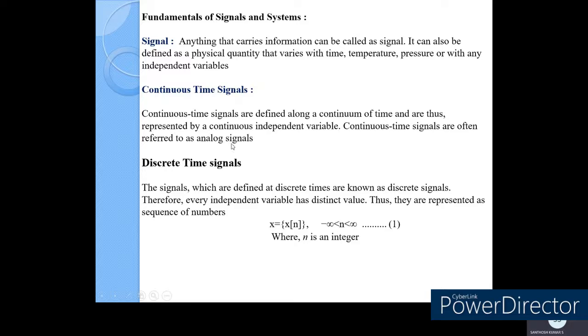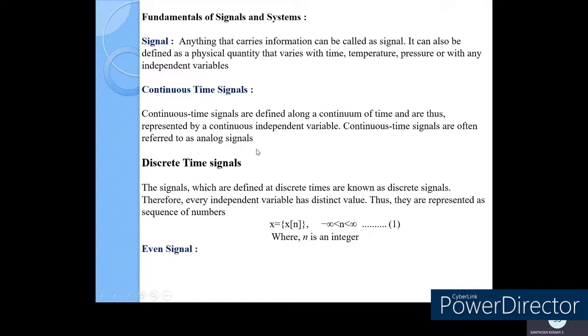The other version of the signal is called a discrete time signal, where it consists of discrete time samples. It is usually represented in terms of x of n, where n represents the sample number, for example n is equal to 0, 1, 2, 3, and it is defined from minus infinity to plus infinity. The notation used for representing the discrete time signal is x of n. For the representation of the continuous time signal, we are going to use x of t.